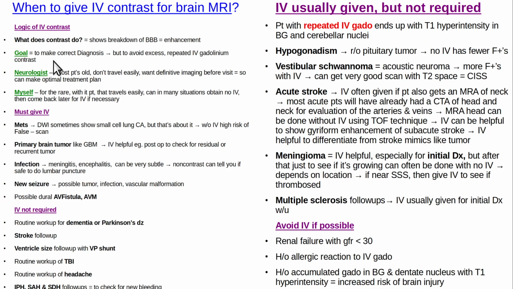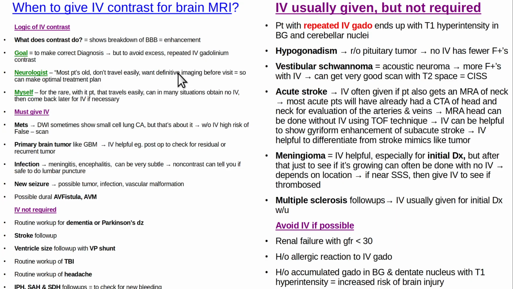The goal of a brain MRI is to make a correct diagnosis, but you want to avoid giving excess contrast material. Contrast material is called gadolinium. You especially want to avoid repeatedly giving IV contrast material because it can start to accumulate in the brain when it's given repeatedly for patients who keep coming for follow-ups.